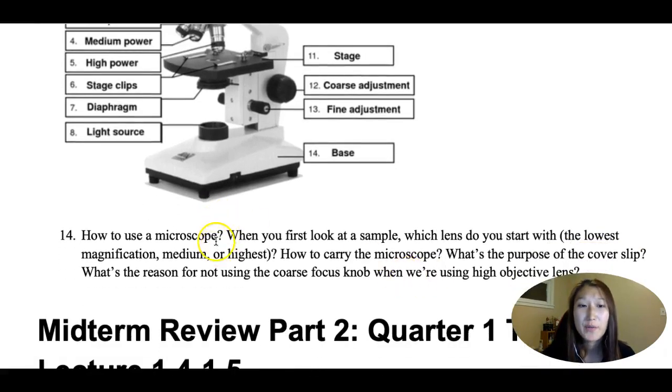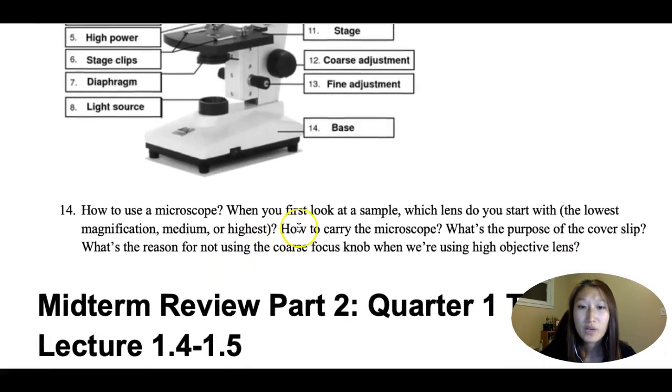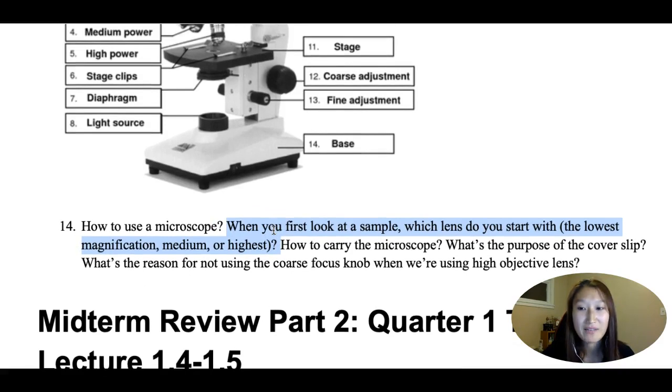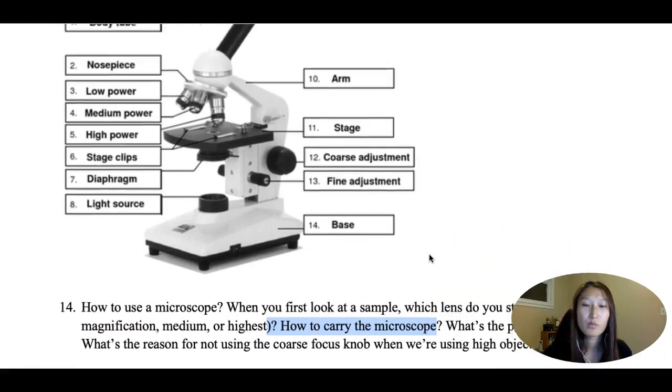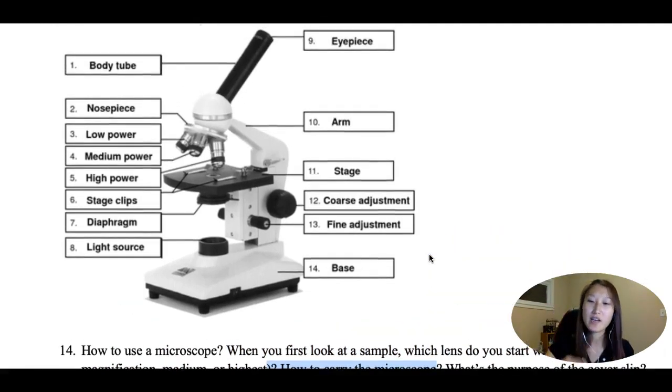There are a few questions that you should be able to answer about how to use the microscope. The first question: which lens do you start with? You always want to start with the lowest magnification, so it's easier to find the specimen you're looking for. Center it, and also focus on what you're looking at before you move on to a higher magnification. To carry the microscope, you should put one hand on the base and one hand on the arm.